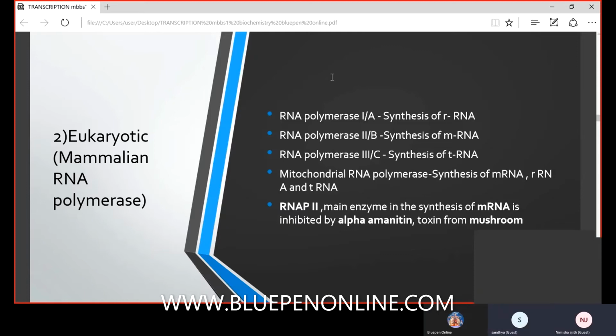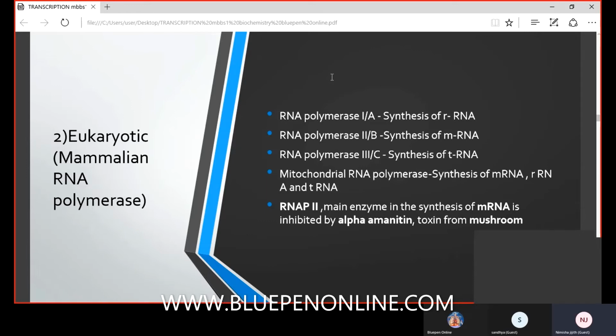In eukaryotic or mammalian cells, there are 3 types of RNAP for the synthesis of different types of RNA. RNA polymerase 1 or A for rRNA, 2 or B for mRNA, 3 or C for tRNA. Special polymerases are there for each function. In prokaryotes, altogether only one polymerase, but in eukaryotes, there are different types. Mitochondrial RNA polymerase synthesizes all types of RNA: mRNA, rRNA, and tRNA.